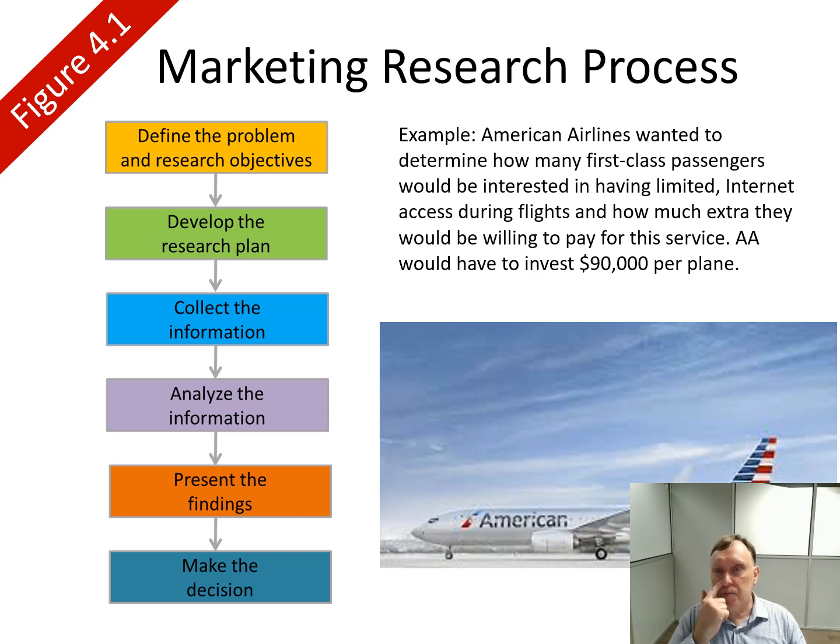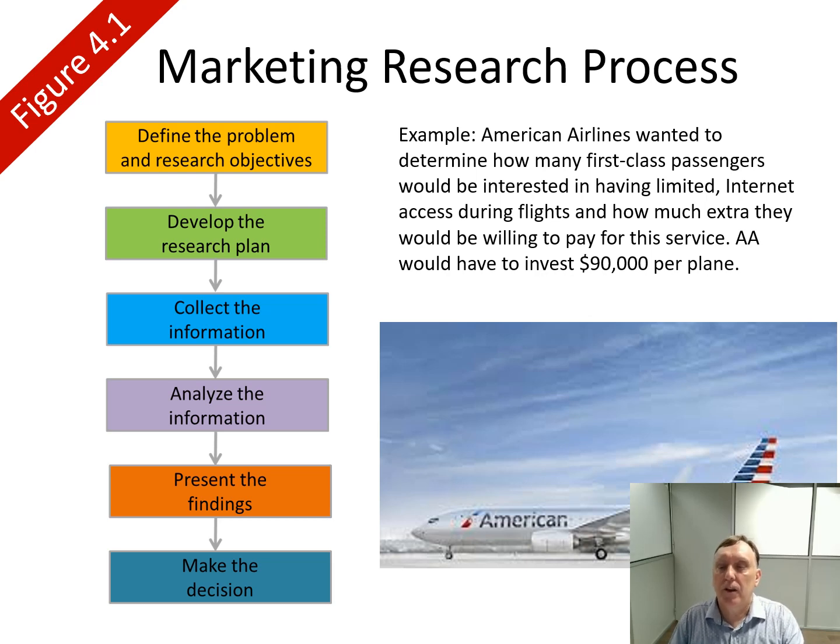The marketing research process, if you think about it, we start by defining the problem. So the first thing is what we're actually trying to do, and then coming up with some objectives. Once we've done that, we can turn that into a plan. Then we have to start collecting the information that we need. Once we have the information, we analyze it, and then present the findings, preferably in a nice way, and then make the decisions based on that.